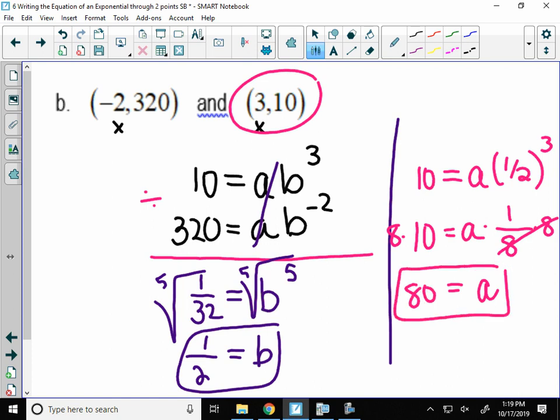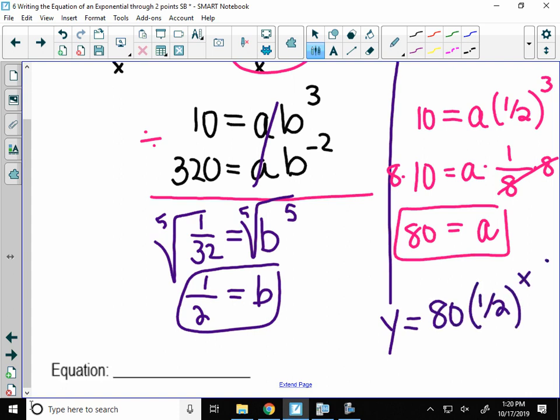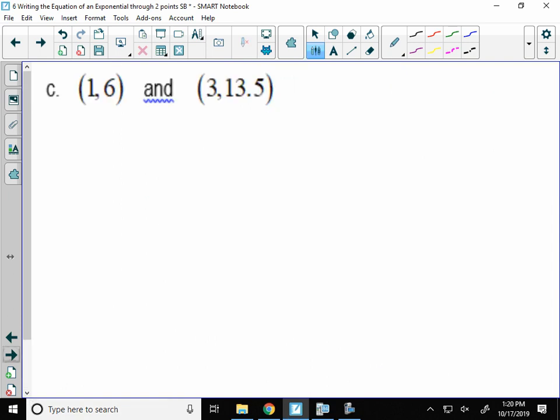So I know my B and I know my A. I write my equation, which I'll just write over here so I have more room. Y equals 80 times 1/2 to the x. Is that growth or decay? All right, let's do one more. One more, then we're done.